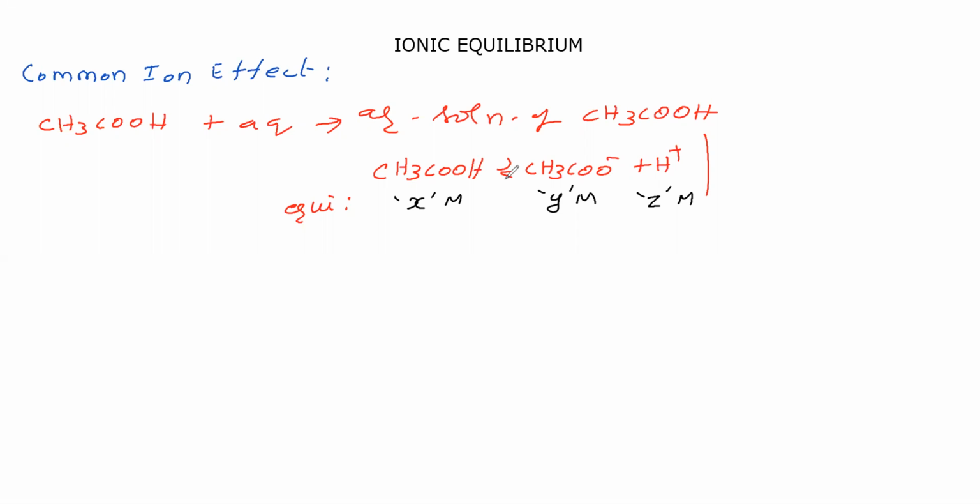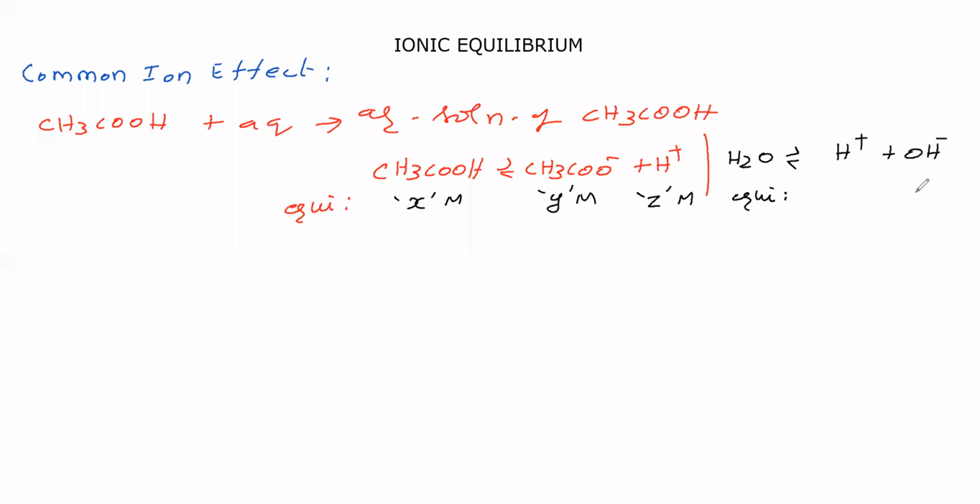Then another equilibrium is present. What is that? Water is in equilibrium with H plus and OH minus. This equilibrium also will be present. Now, in this equilibrium, we need not consider the concentration of water. Why? Because the concentration of water remains constant. So we need not consider it. The concentration of H plus and the concentration of OH minus we have to consider.